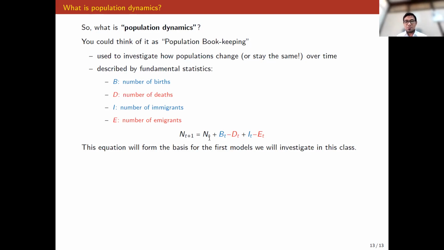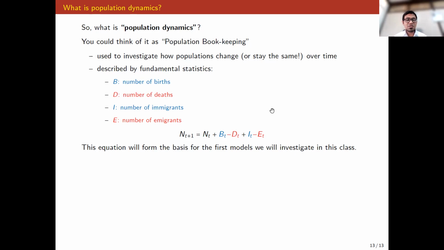If t is today, for example, then t+1 will be the next day, and the next two days after that. So this is just a simple equation. t can be in days, or in months, or in years. So if we want to calculate this year, then t+1 means the next year. So this equation will form the basis for the first model we will investigate in this class.